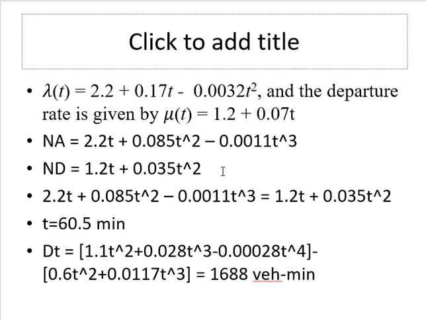The last minute of the 60 minutes? No. It will not be the last minute. Because at the last minute, 60.5, what is happening? Queue is cleared. So this is the time when the queue is finished totally. It's not the longest.